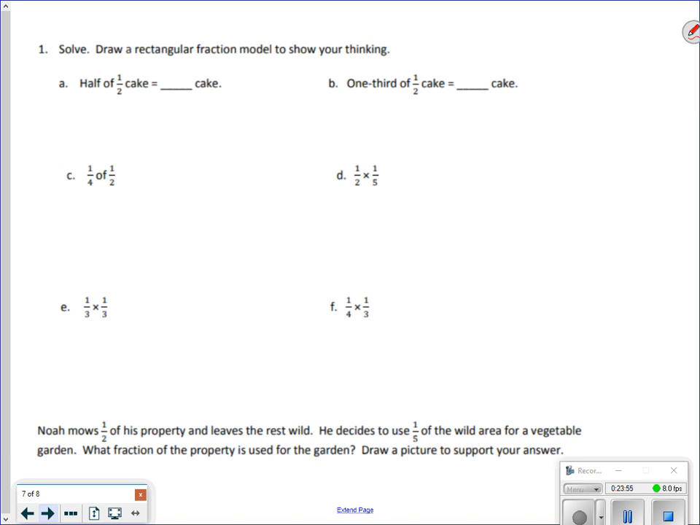Okay. I'm going to give you a few minutes, and I want you to try to do these on your own. Now, it does say rectangular fraction model in the direction. Then you've got this one word problem on the bottom.